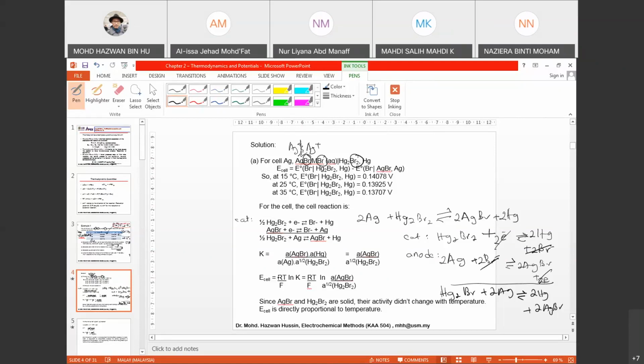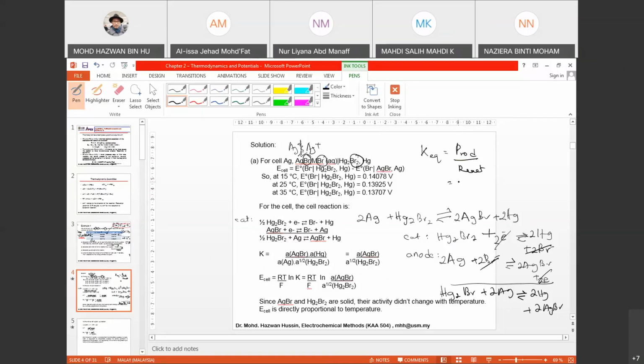So the equilibrium constant, K, you can write it as follows. It will be product over reactant.